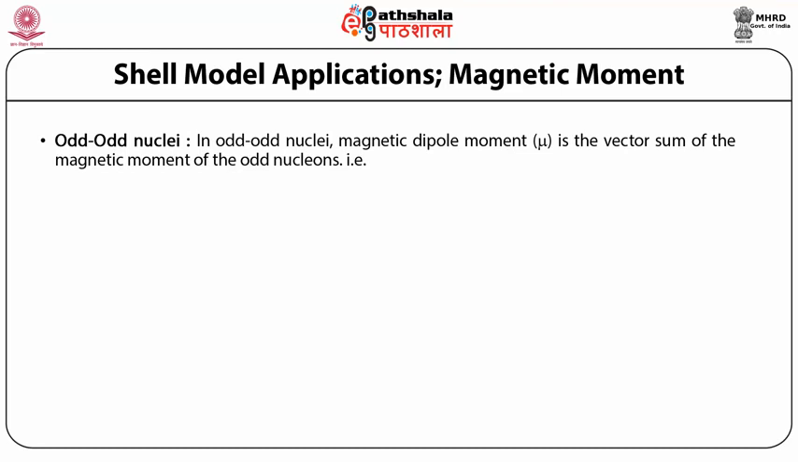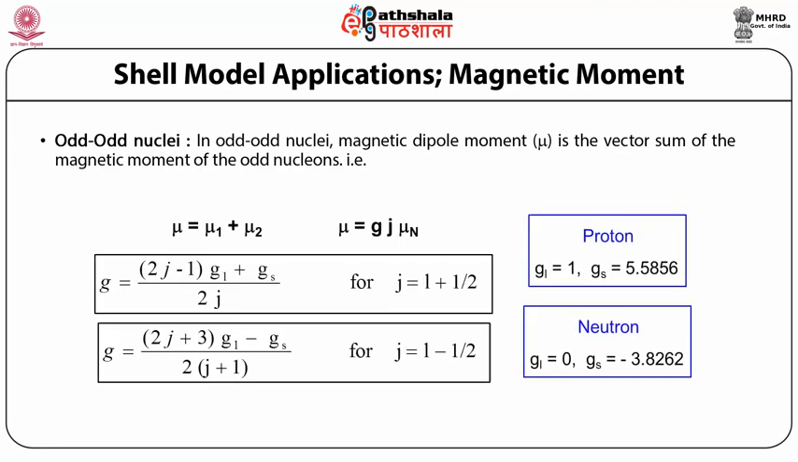Shell model applications, magnetic moment. We still continue with our discussion about the application of shell model in predicting the magnetic moment of nuclei. Now, in this slide, we are going to discuss the case of odd-odd nuclei. Odd-odd nuclei means nuclei where the Z number is odd and N number is odd. For example, nitrogen 14 has 7 protons and 7 neutrons. In odd-odd nuclei, magnetic dipole moment is the vector sum of magnetic moment of the odd nucleons, that is mu is equal to mu 1 plus mu 2, where mu is equal to Gj into mu n.